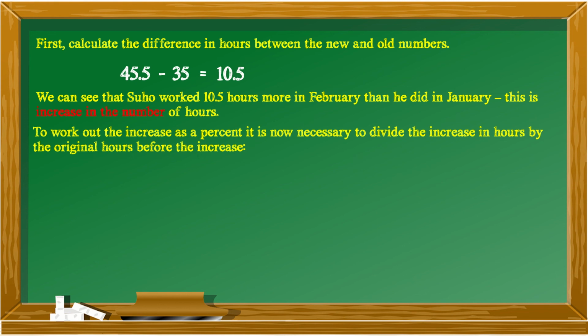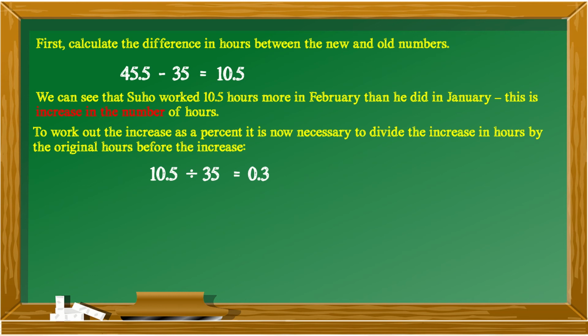Now, to work out the increase as a percent, it is necessary to divide the increase in hours by the original hours before the increase. So, the increase in the number of hours is 10 and 5 tenths, divided by the original hours before the increase, that is 35, and that will give us the answer of 3 tenths.